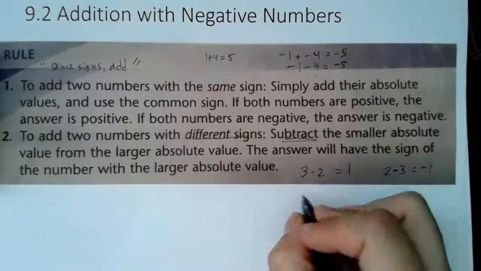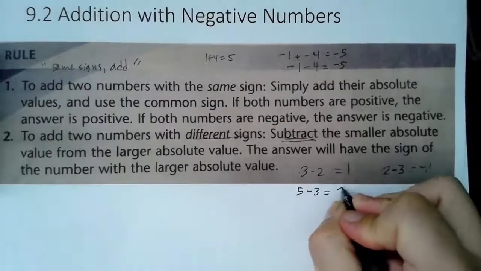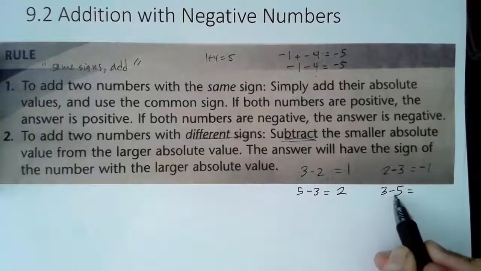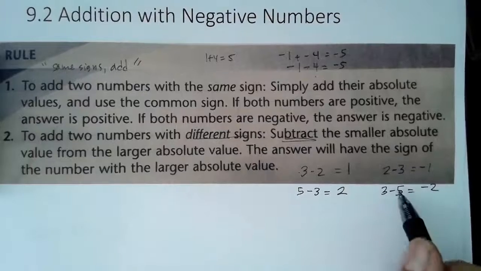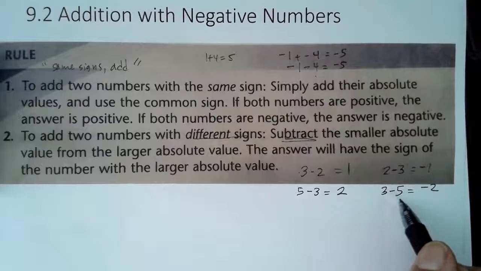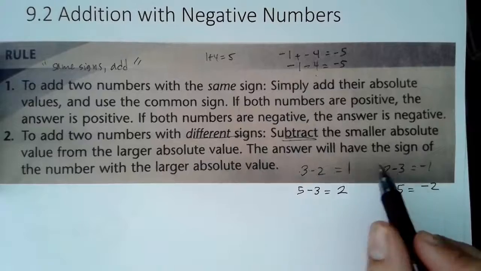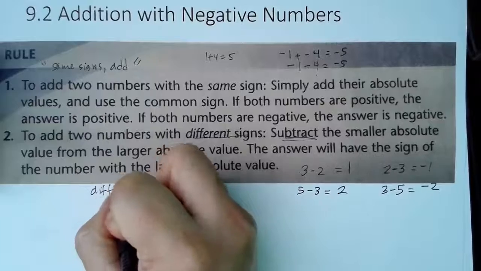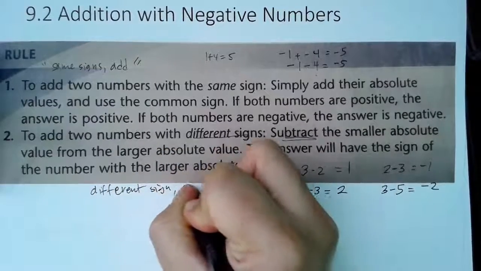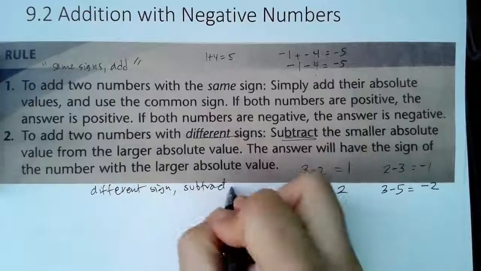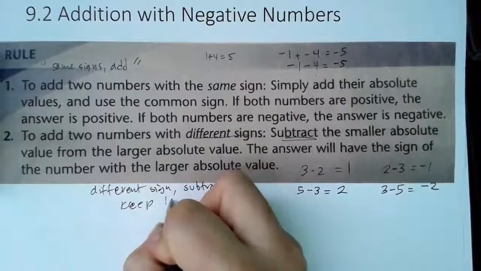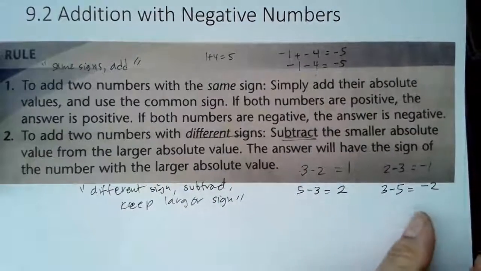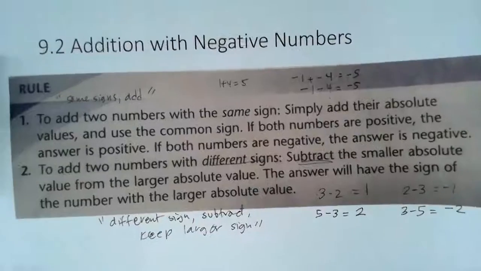Let's go ahead and do that again. So let's say you have 5 minus 3, that's going to be positive 2. But if you did 3 minus 5, it's the same difference, it's 2, but now it's negative. Okay, because the larger number is negative. So you just find the difference between the two, and then, different signs subtract, and keep the larger number's sign. So different signs, subtract, and then keep the larger sign. Okay. So same signs add, different signs subtract. Okay, so that's kind of it.